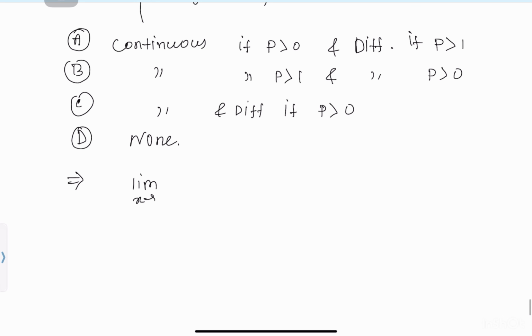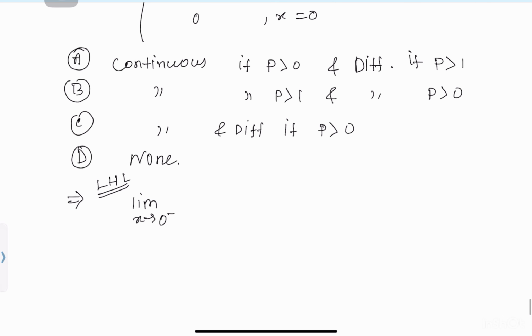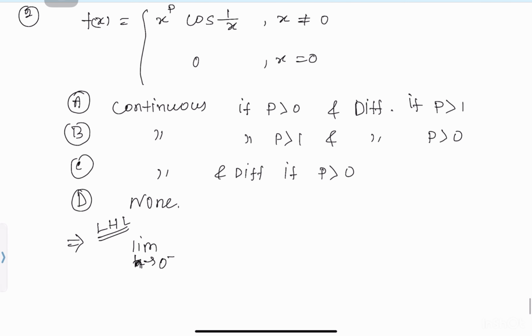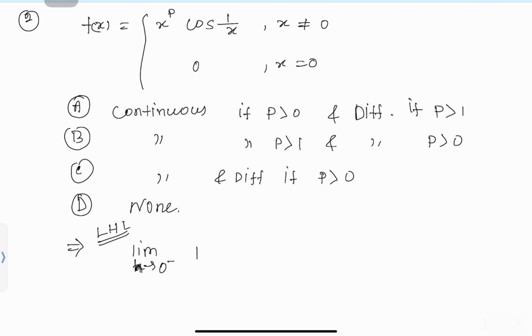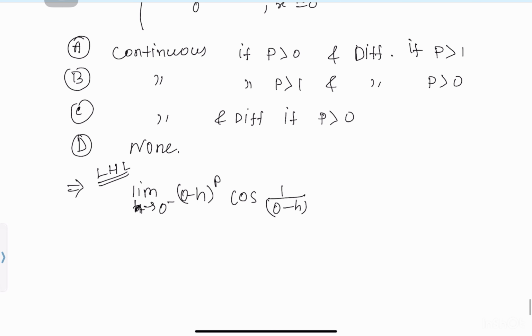So let us check the limit x tending to 0 negative, meaning the left hand limit, and the right hand limit. Left hand limit, h tending to 0 negative, the corresponding functional value is 0 minus h whole to the power p, and I am directly writing cos 1 by 0 minus h. So this is the left hand limit: limit h tending to 0 negative, minus h to the power p cos of 1 by h, because cos can take the minus.